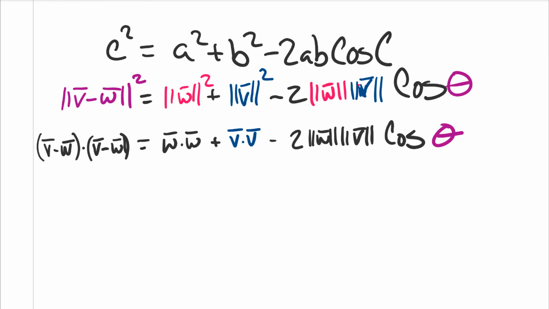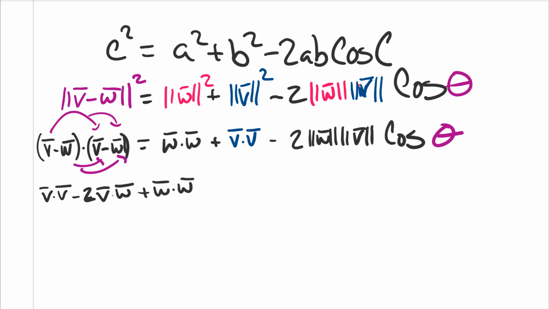So let's go and distribute all this through and see what we end up with. So we're going to get vector v dotted with vector v. The next one, we're going to get vector v dotted with vector w, and then we're going to get another one. So that's actually going to be negative 2 of them. Hopefully you remember your foiling, and then that's going to be plus vector w dotted with vector w. Is equal to plus da da da da da.